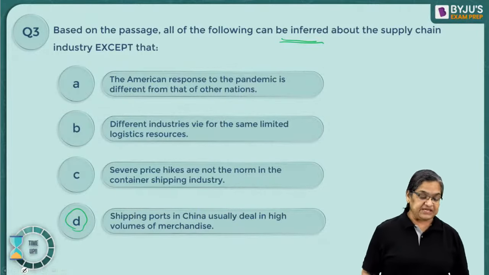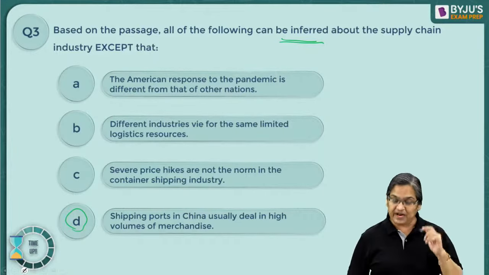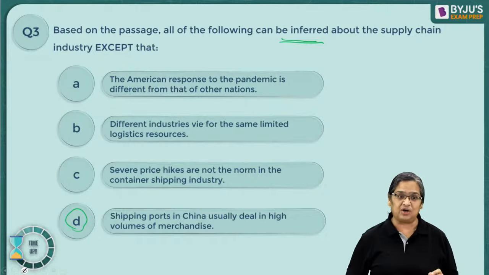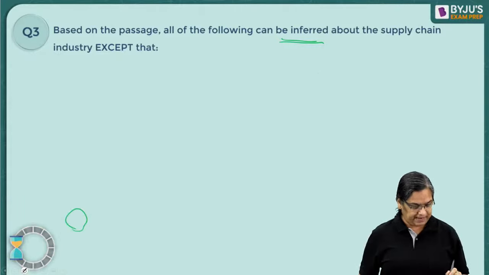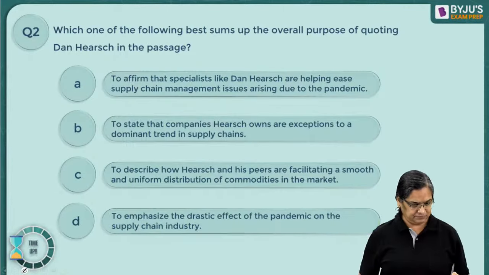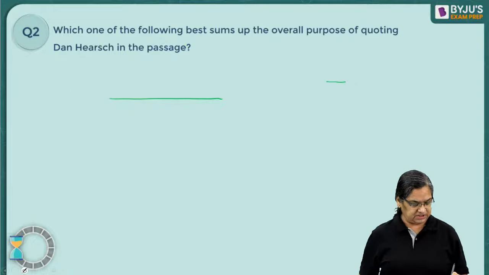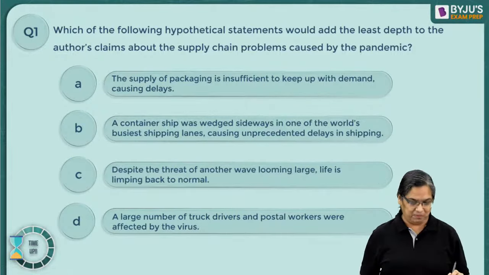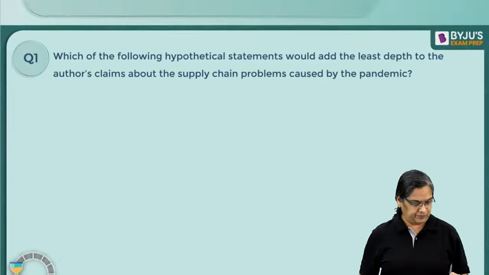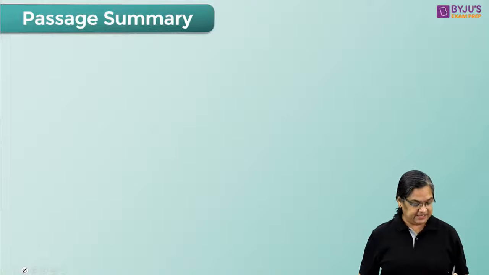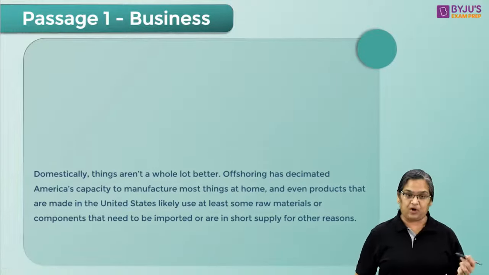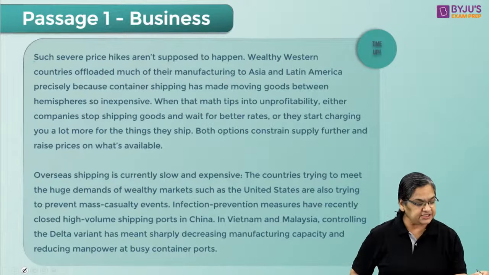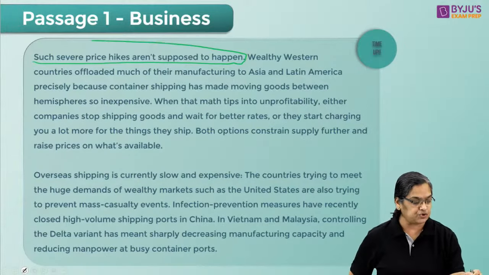Agreed? C. Severe price hikes are not the norm. From where can we get this? He said, but this shouldn't happen, right? In the passage, let me take you back to the passage. Oh, the timer, I wanted to time you, but it makes things a little slower. Let me take you back to the passage where he says this shouldn't happen. What shouldn't happen? Shipping overseas products, shipping things should not be costing so much. So he says such severe price hikes aren't supposed to happen.